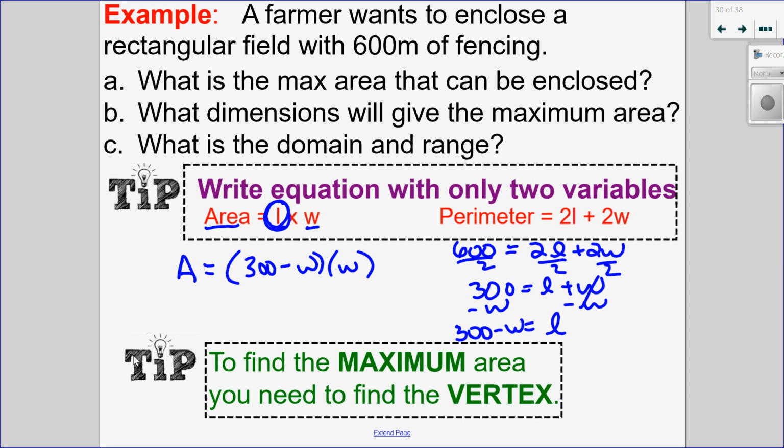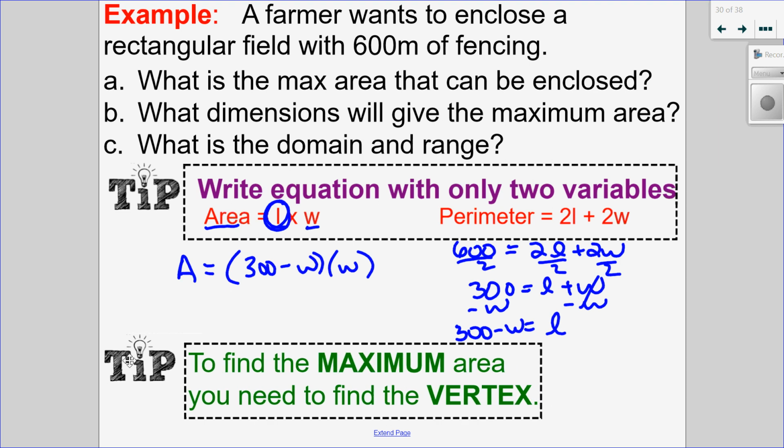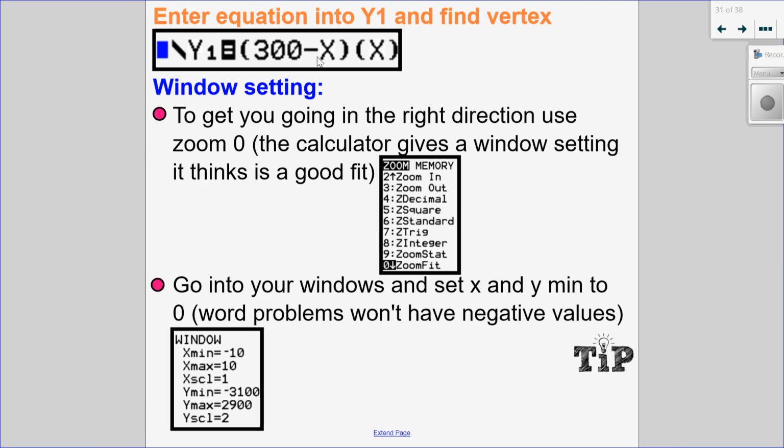My second tip: to find the maximum area, we need to find the vertex. So anytime you hear the word maximum or minimum, you are being asked to find the vertex. So let's look at how we find our vertex. The very first thing that we're going to do is put our equation into y1 and find our vertex. So let's go ahead and do that together.